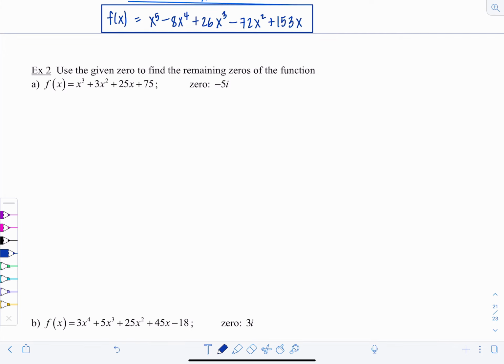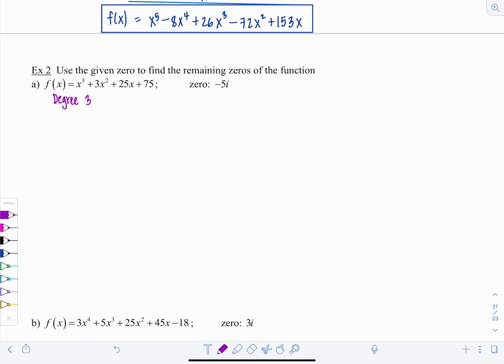All right, so here's the deal. This polynomial, this function, is degree 3. They gave me 1 zero, which is negative 5i. That means I need 2 more. So to get the other 2, I need to divide negative 5i into this polynomial so I can get the depressed or reduced degree equation, the one that's degree 2. You can do synthetic division with imaginary numbers. It's just a little wild.